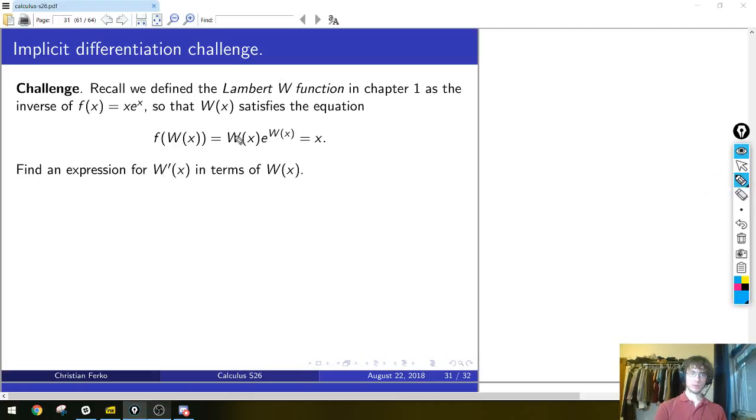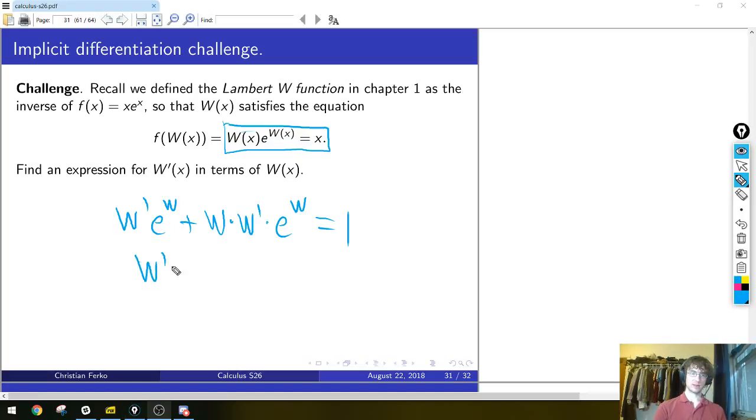If I want the derivative, I just use implicit differentiation. I take the derivative of both sides of this equation with respect to x. So on the left side, I product rule. I get w prime e to the w plus, when I differentiate the e to the w, this is w times w prime times e to the w. Right? The derivative of e to the w is e to the w times w prime. And I'm still multiplying that by the w of x. On the right side, I just have derivative of x with respect to x is 1.